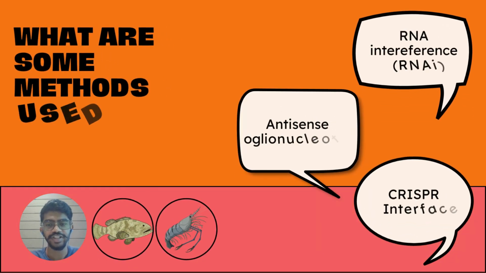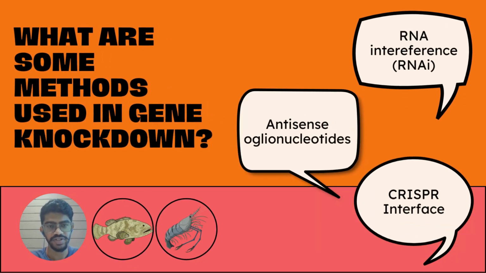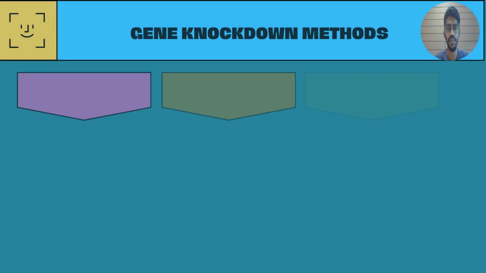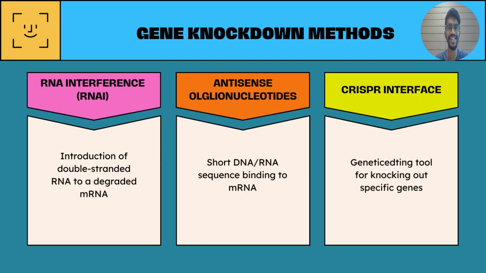There are three methods applied in the gene knockdown process: RNA interference, antisense oligonucleotides, and CRISPR interference. RNA interference is the introduction of double-stranded RNA to degrade mRNA. Antisense oligonucleotides are short DNA or RNA sequences which bind to the mRNA. CRISPR interference is a genetic editing tool for knocking out specific genes.